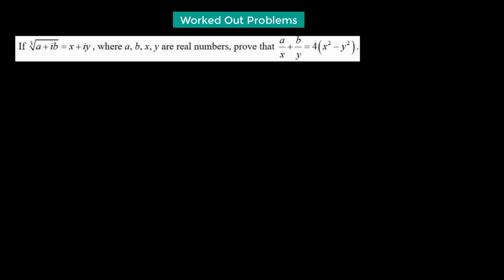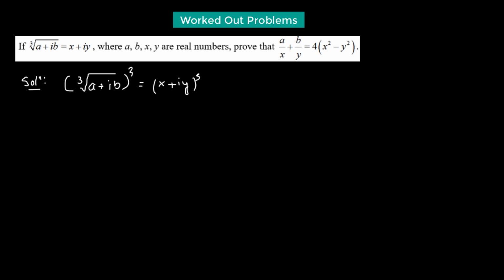So in this question we have that the cube root of a plus ib is equal to x plus iy, where a, b, x and y are all real numbers. Now we have to prove that a over x plus b over y is equal to 4 times (x squared minus y squared). So let us begin by considering the given equation and we cube it on both sides. So we have the cube root of a plus ib equals x plus iy.